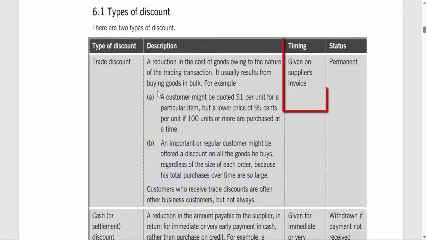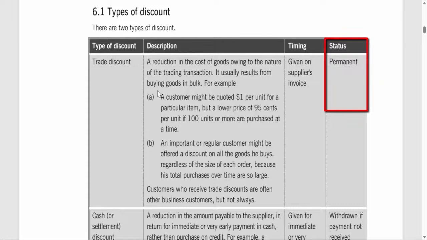Given on the invoice. The trade discount is shown directly on the invoice, reducing the price the customer is charged. Permanent reduction. Once it's offered, the trade discount doesn't depend on how quickly the customer pays. It's simply a price reduction based on the transaction type or relationship with the supplier.